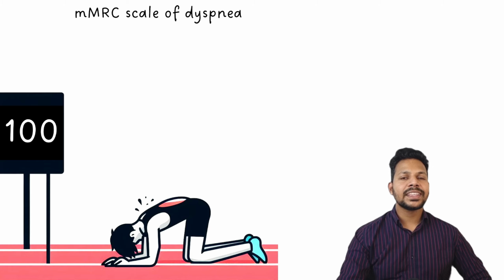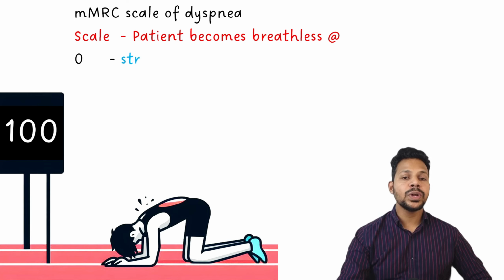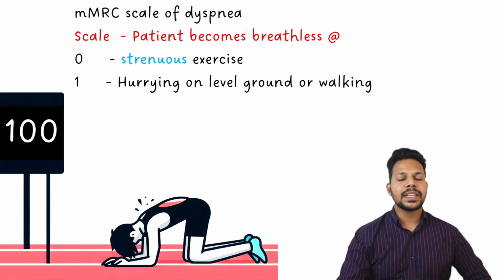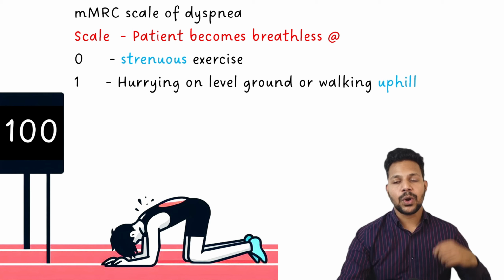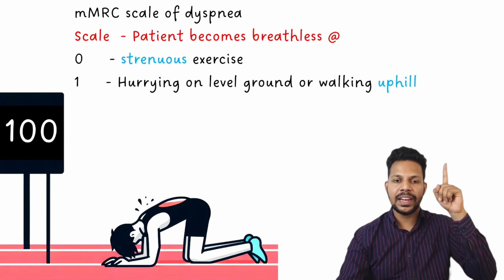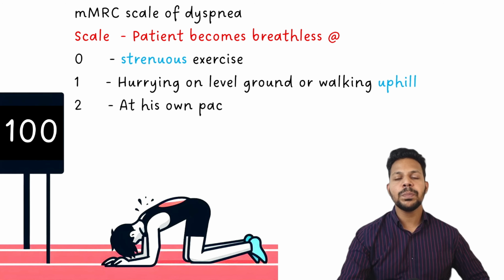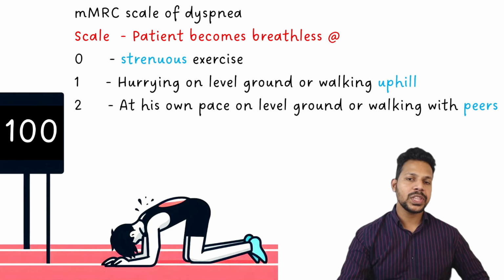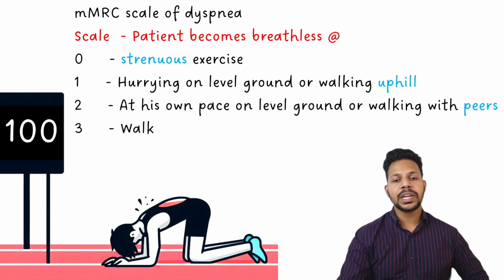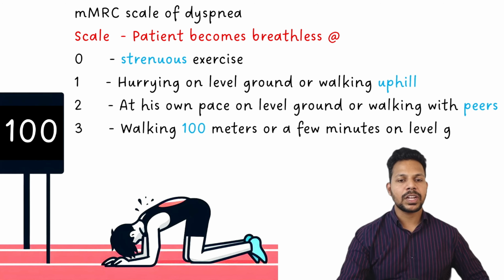Now, let's look at the MMRC scale of dyspnea. The Modified Medical Research Council has given this scale. Grade 0 is when the patient develops breathlessness with only strenuous exercise. Grade 1 is when he develops breathlessness when hurrying on level ground or walking uphill. Remember, uphill is just like 1. Grade 2 is when the patient develops breathlessness when walking at his own pace on level ground or when walking with a peer. Grade 3 is walking 100 meters or a few minutes on level ground.